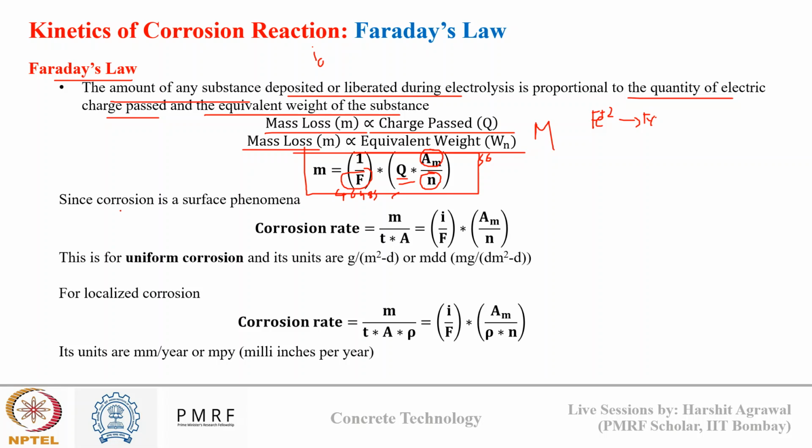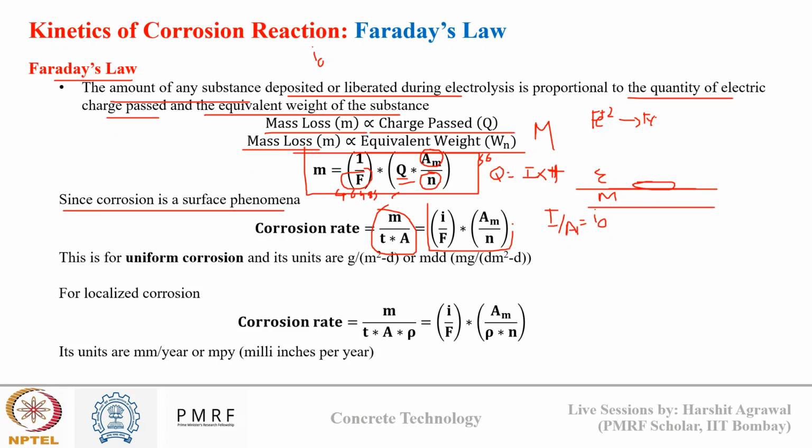Now since we know that corrosion is a surface phenomenon, when we talk about metallic corrosion, corrosion starts from the surface. It happens at the interface of electrolyte and metal. So you can say that corrosion rate is nothing but mass loss per unit area per unit time. Mass loss, we know, is represented by this. Instead of Q, we can write charge is equal to total current passed into time. Time and time will cancel out. Capital I, total current passed, upon total area will give me the current density I naught. So my final equation will come out like this.